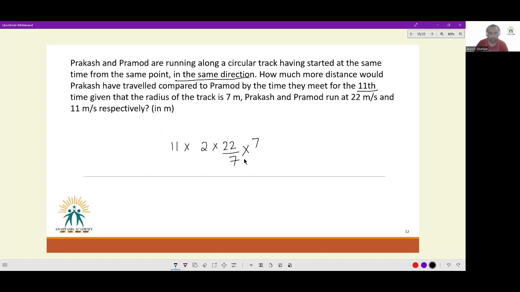multiplied by the radius. Understand, in these numbers, the speeds of Prakash and Pramod were absolutely irrelevant. The faster guy has taken 11 more rounds than the slower guy, so the difference in the distance traveled by them is 11 times the circumference of the circle. Their speeds have absolutely no role to play here. We get rid of this 7, we get 11 into 2, 22, 22 into 22. The distance that Prakash has traveled more than Pramod is going to be 484 meters.